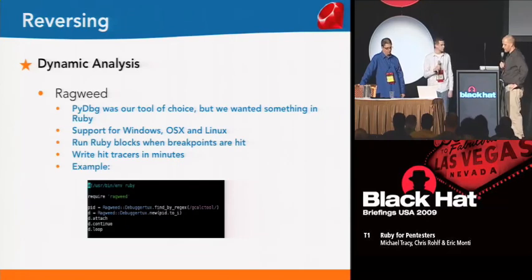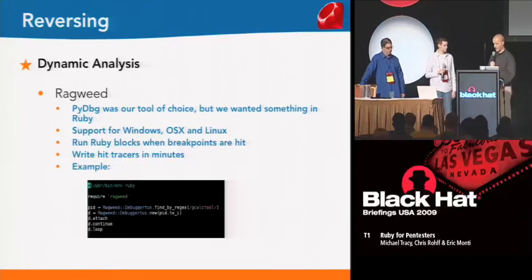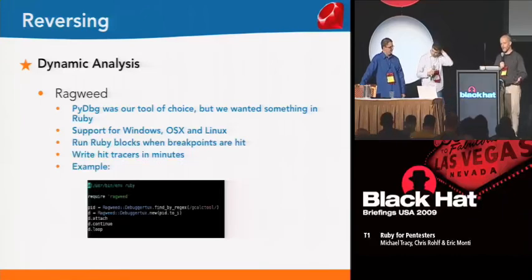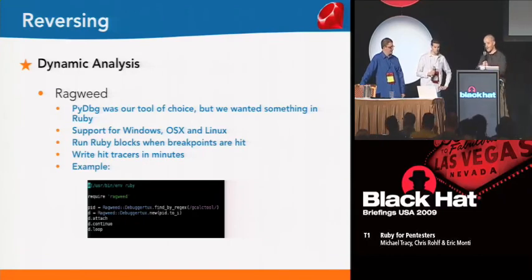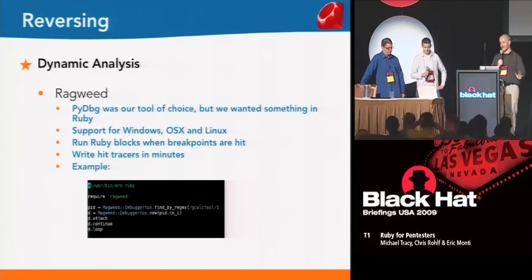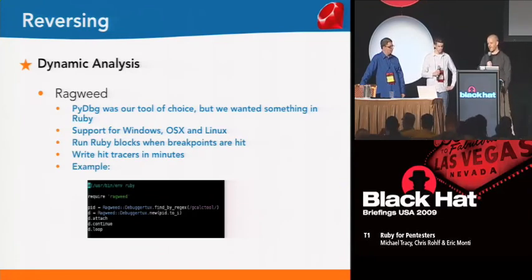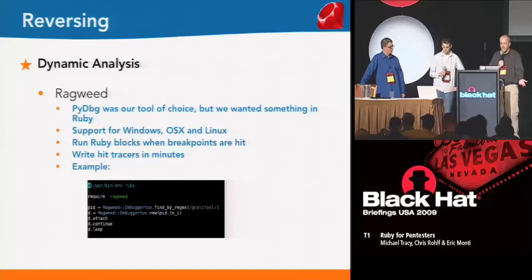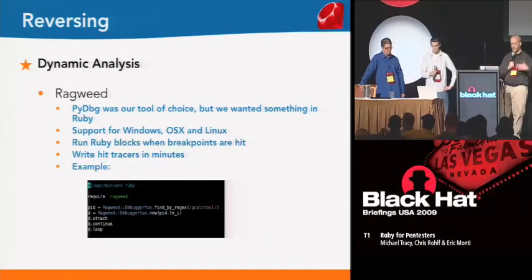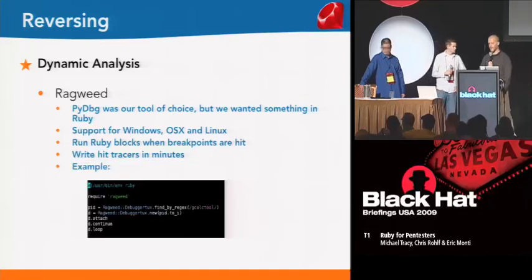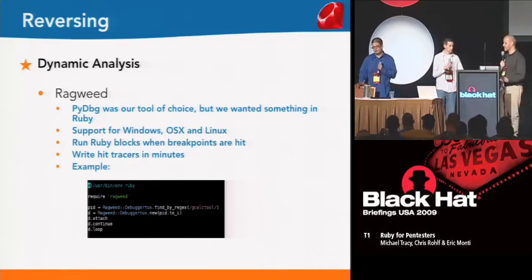Right. So personally, before I was really into Ruby, my tool of choice for a scriptable debugger was PyDbg, which you guys should definitely check out if you haven't. In addition to Ragweed, I've got a lot of respect for PyDbg. It's what I consider the granddaddy of what we've done with Ragweed. But we wanted something in Ruby that we could wrap in all the other code that we've written. So we ended up with Ragweed. We should probably talk about some of the things that are cool about Ragweed.